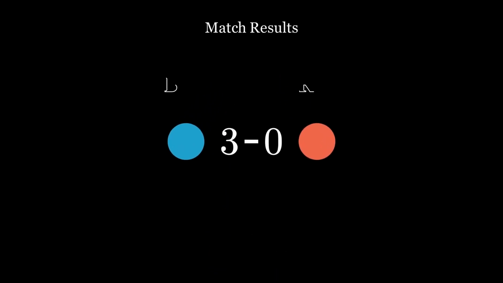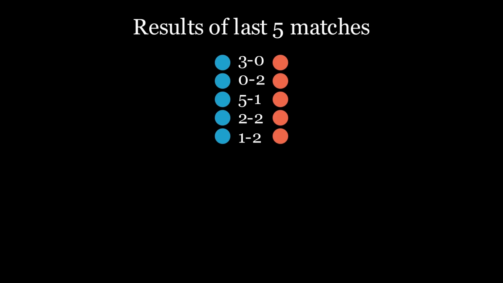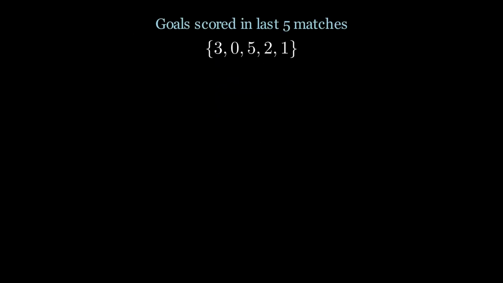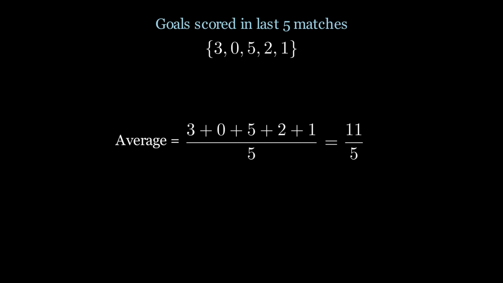Suppose there are only two teams, blue and red, who are equal in strength. Here are the results of the last 5 matches between them. Focusing on Team Blue, we can compute their average goals per match, which comes out to 2.2. But a team can't score 2.2 goals in a match, so an average alone isn't enough.